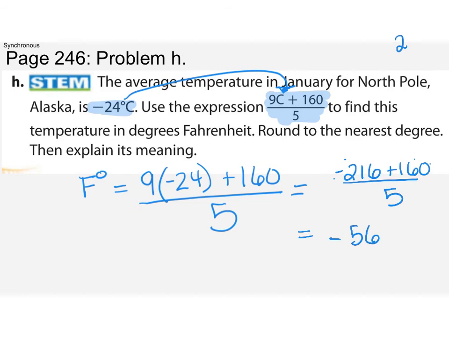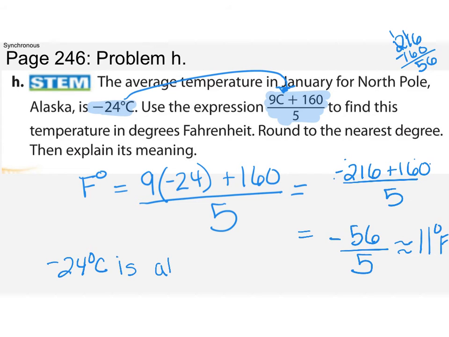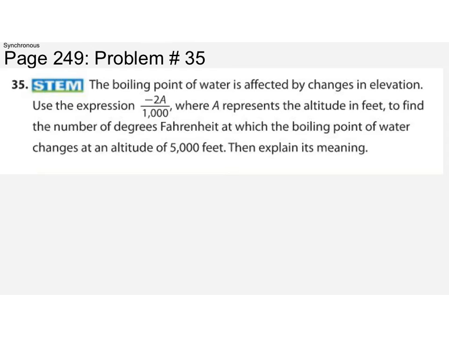So really I did 216 minus 160 in my head. Subtract that, and I get 56, but it's going to be a negative because there's more negatives. And then I have to divide that by 5. And negative 56 divided by 5 is about negative 11 degrees Fahrenheit. Okay? So what does this mean? Well, that means negative 24 degrees Celsius is about negative 11 degrees Fahrenheit. That is my answer.